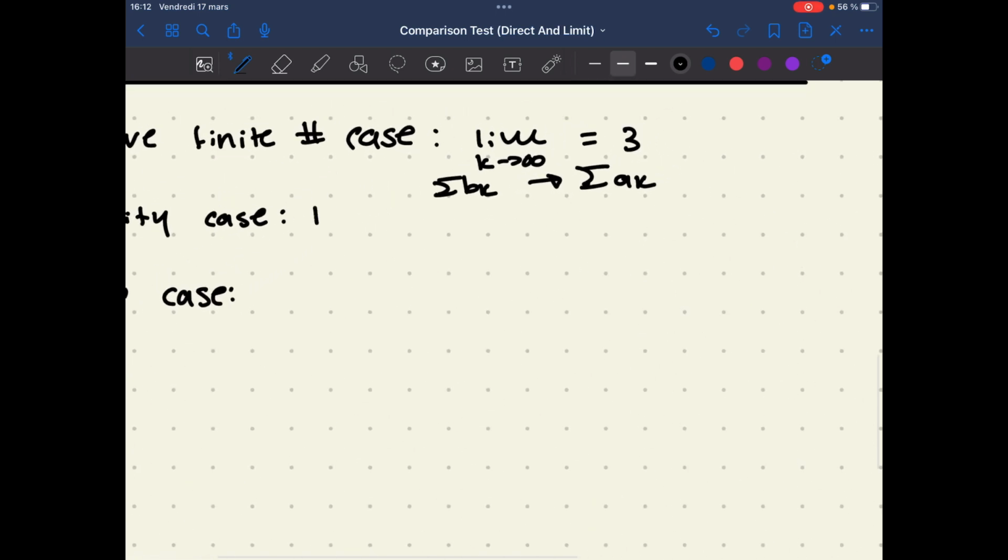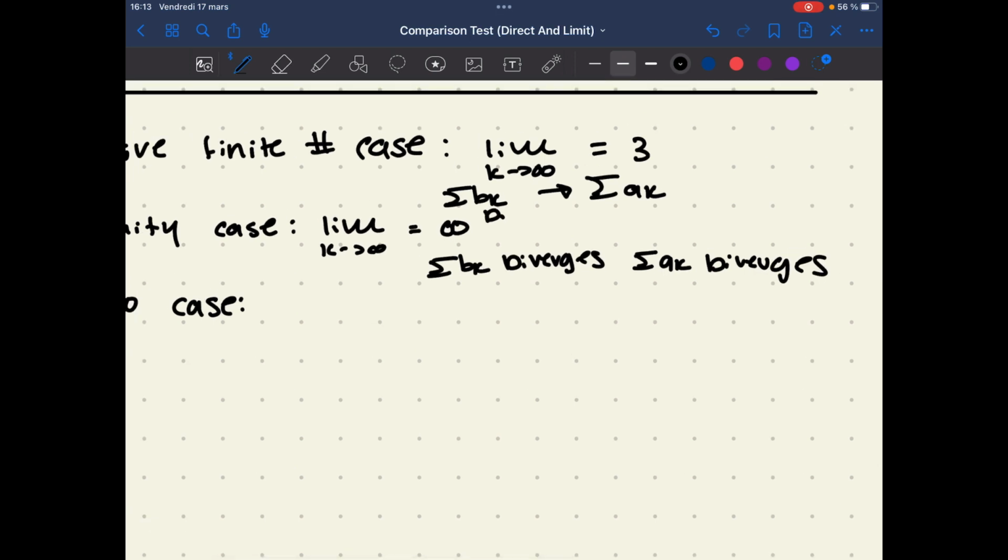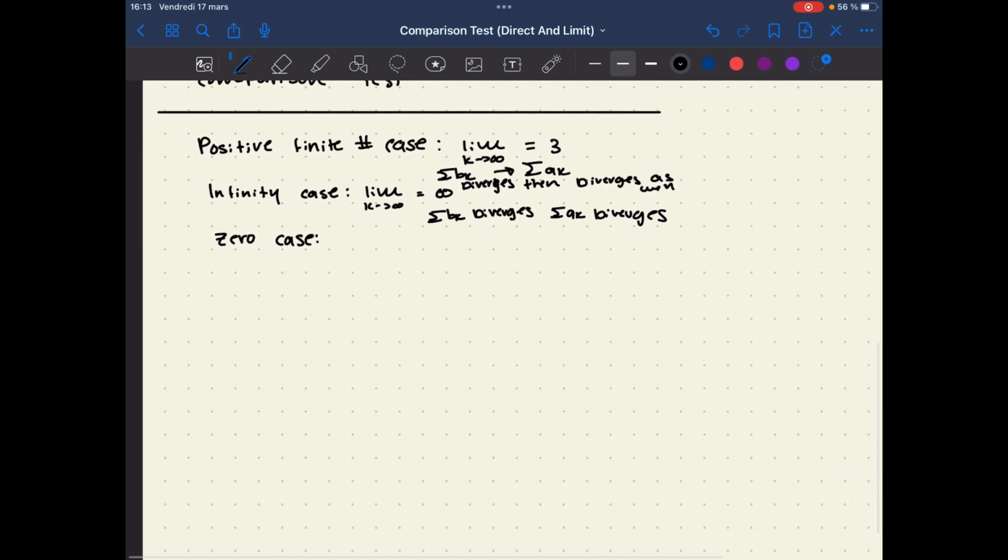The infinity case says that if your limit goes on to infinity as k approaches infinity, then b sub k diverges, and if b sub k diverges, then your series of a sub k will diverge as well. In your zero case.